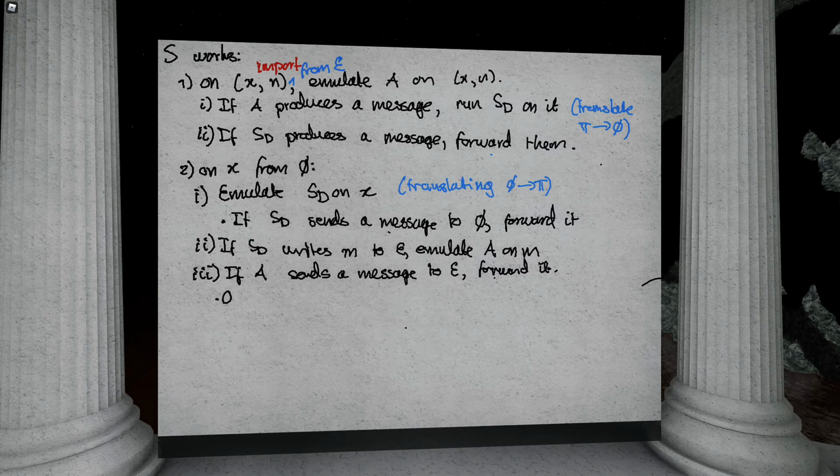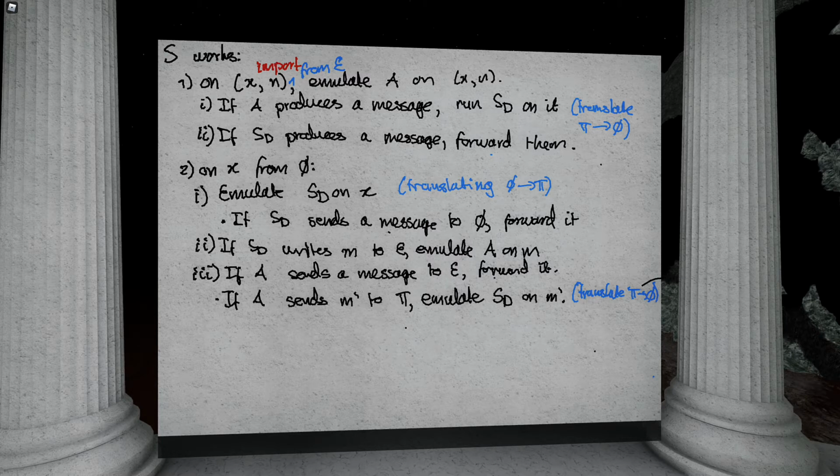Otherwise, if it sends, I need another symbol, I'll call this M prime to pi. Well, we have to do the translation again, right? So we're going to emulate SD again. And this is the next step of the translation. Okay, so now we have all of the behavior that we need. We've specified every possible case.